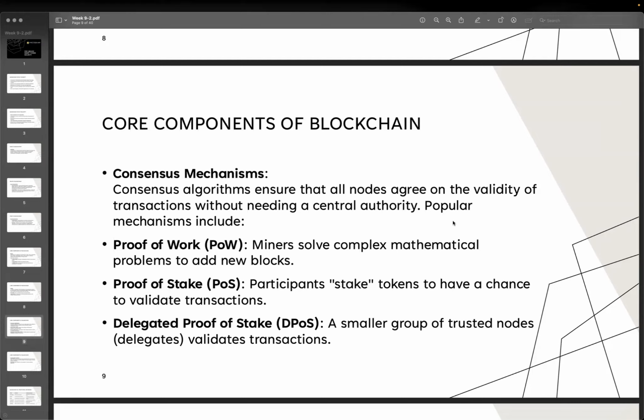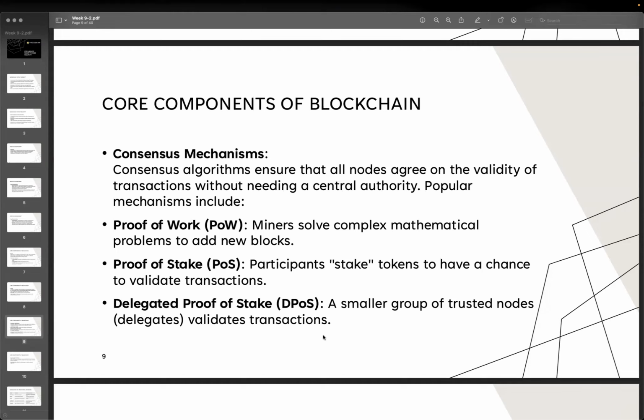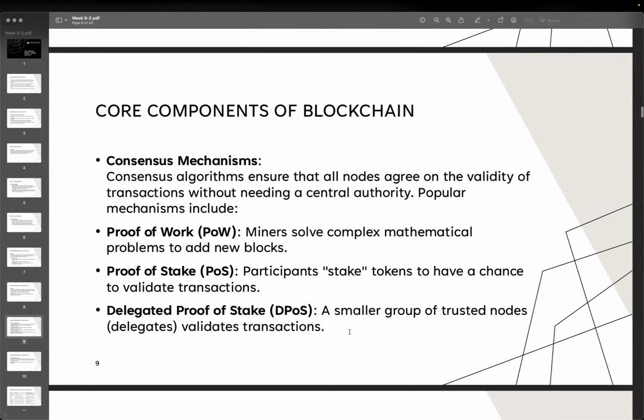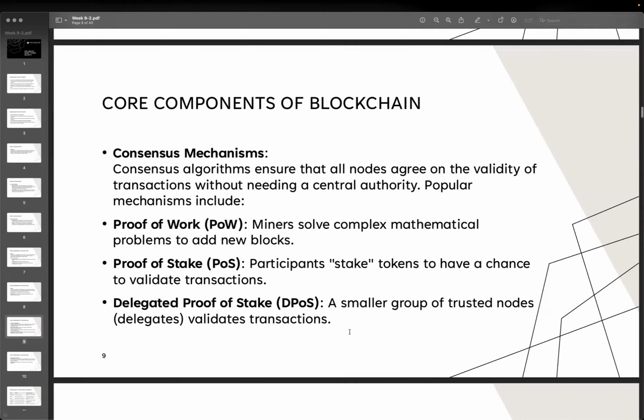Those will validate the transactions. So you see right here, sometimes we have some trust. It's still not yet centralized, but we will choose some nodes that we think, okay, are trustable. Okay.